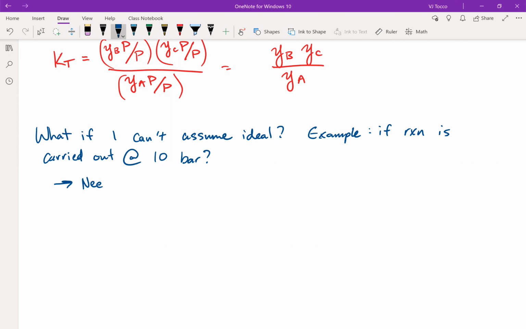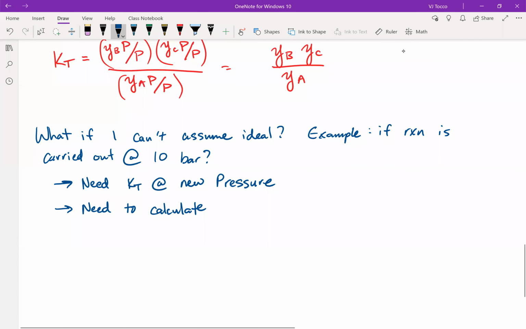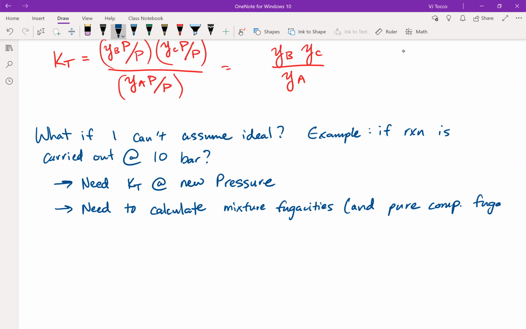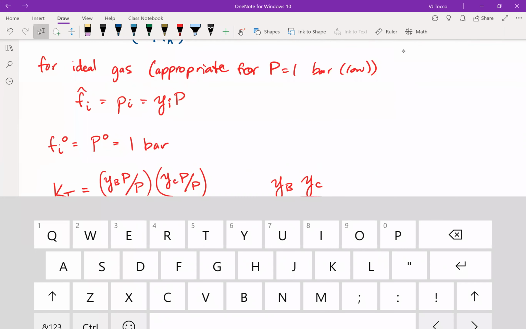I would need K(T) at the new pressure. So I'd need that numerical value, which I could calculate, or hopefully it would be given to me in a problem statement, but in a real engineering context, you would have to go out and recalculate it. And you would also need to calculate both the mixture fugacities and the pure component fugacities for each, and then you would simply use this equation. Now I say simply, this is not a simple problem, right?